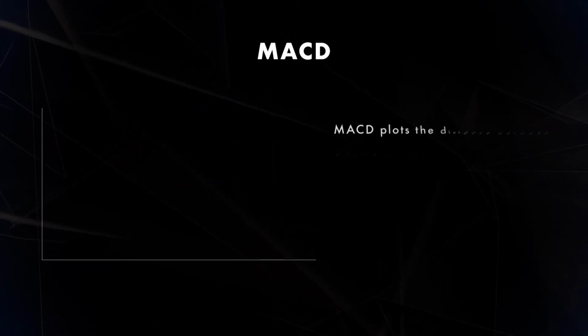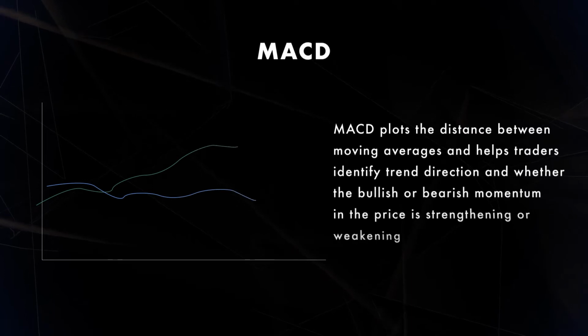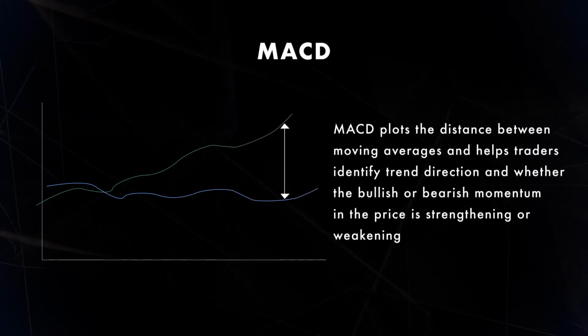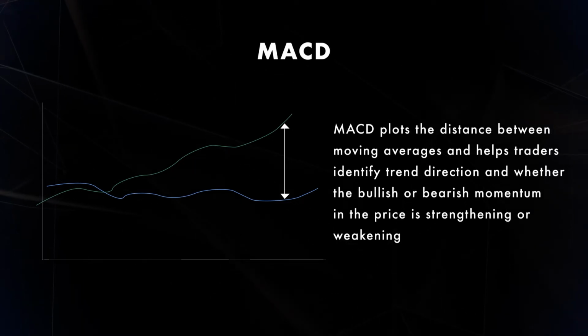MACD plots the distance between moving averages and helps traders identify direction and whether the bullish or bearish momentum in the price is strengthening or perhaps even weakening.